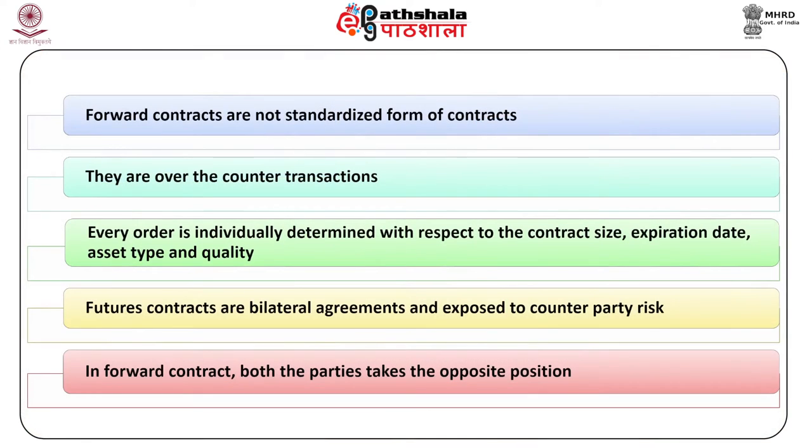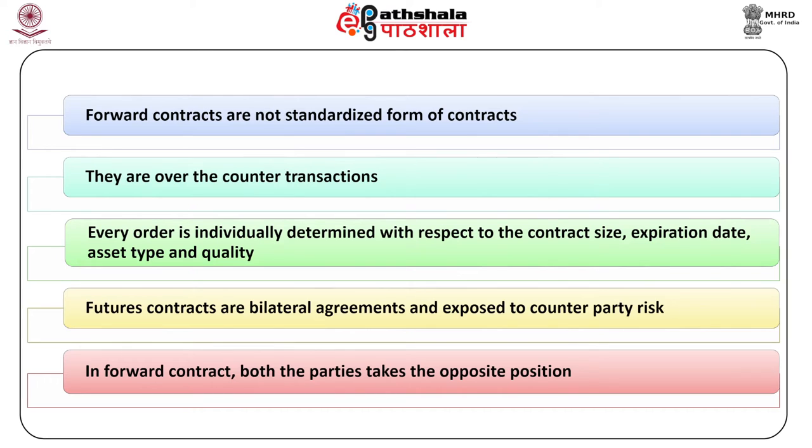Forward contracts are not standardized form of contracts. They are over-the-counter transactions, not traded on recognized exchanges. Every order is separate and is determined with respect to the contract size, expiration date, asset type and quality. The date and price of the contract is unique and decided in advance by the two trading parties. Forward contracts are bilateral agreements and exposed to counterparty risk.